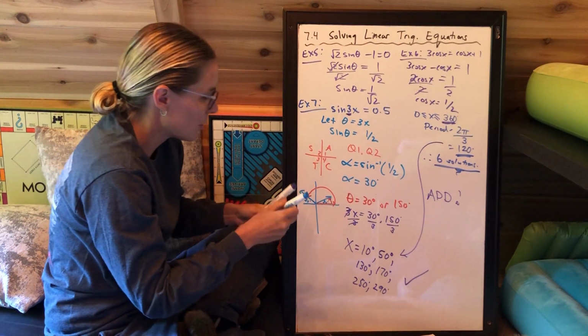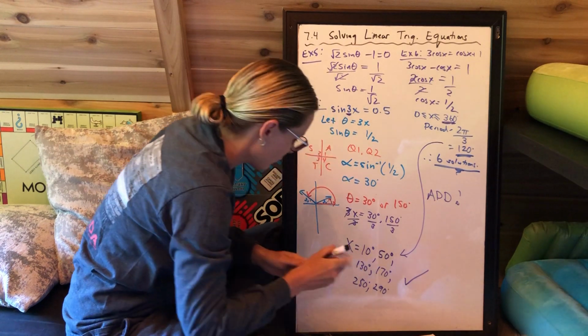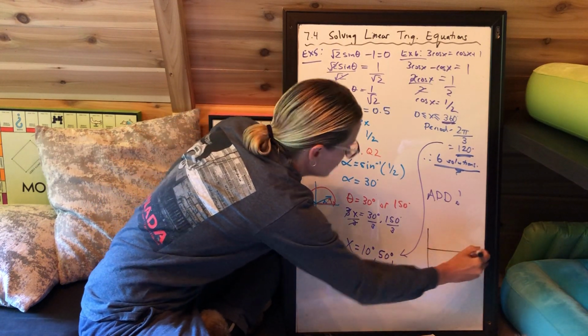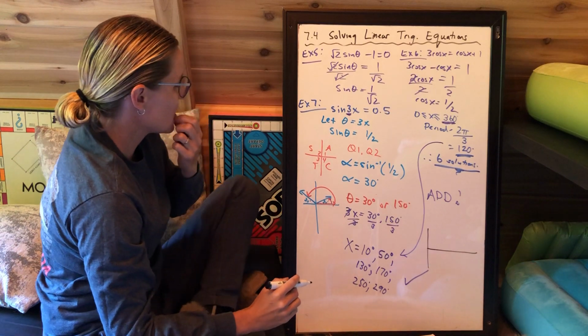So again, if you were going to look at what this graph looked like, that really answers the whole question for you. If you look at this graph, so it's a sine graph.